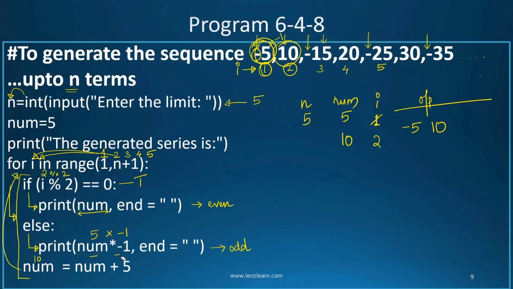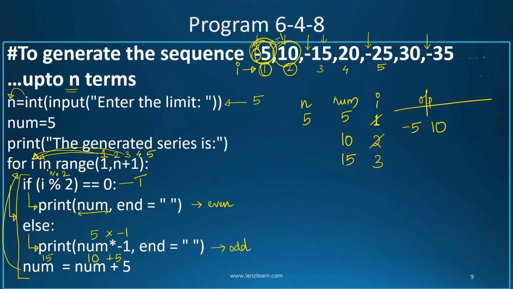I will increase the value of num again by 5, so 15 is the new value that is available inside num. So 15 will come here. Now again I'll go to the for loop. Now I'm trying to print the third term, so 3 will be loaded into i. So the value of i will become 3.